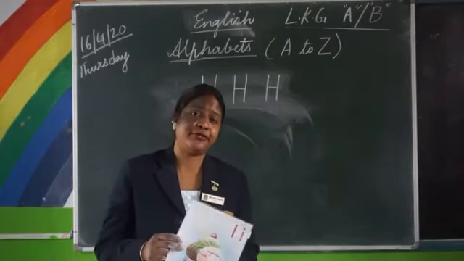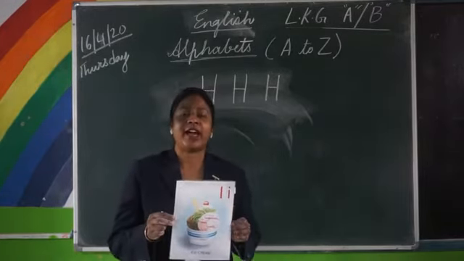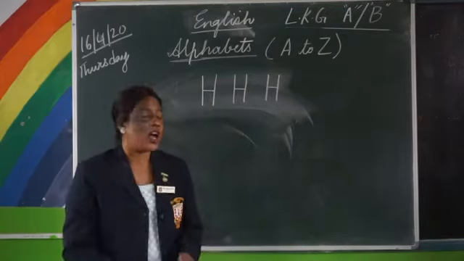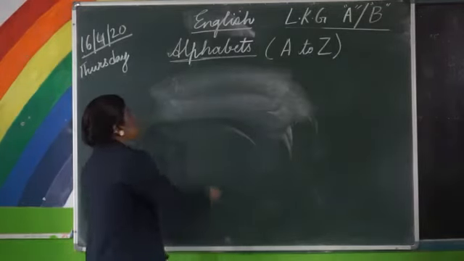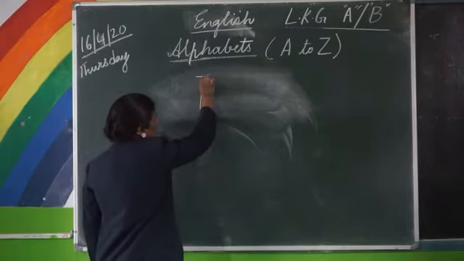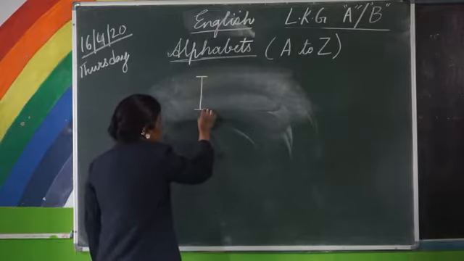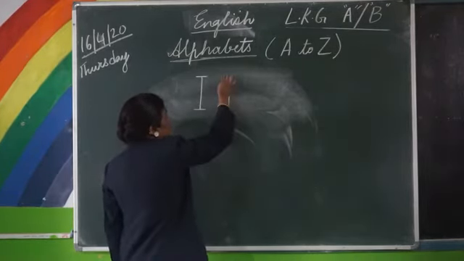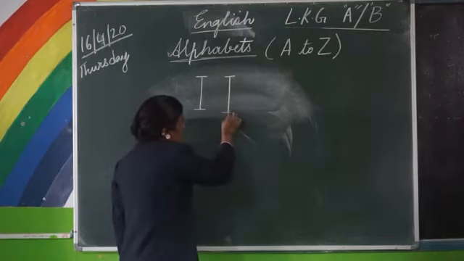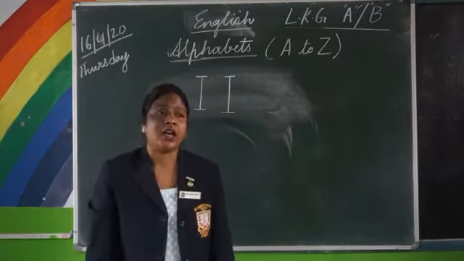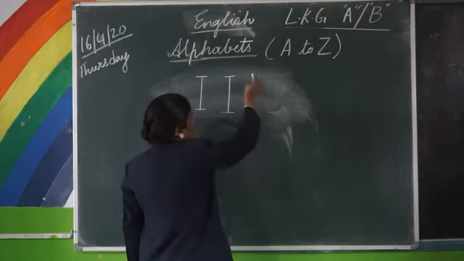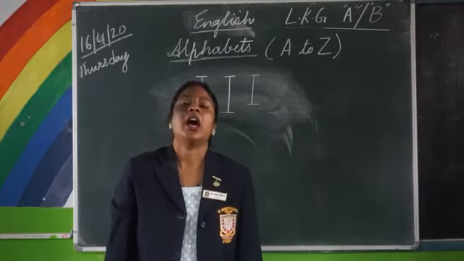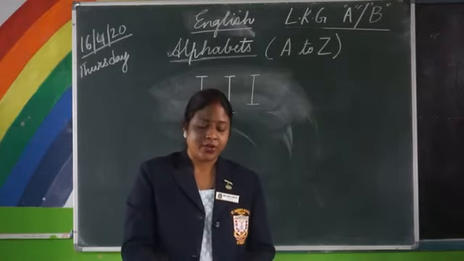I for, do you know what is I for? I for ice cream. We all like to have ice cream. I know most of you also are fond of ice cream. So now we are going to write the letter I. A standing line, a small sleeping line up here, and a small sleeping line down here makes the letter I. I for ice cream.